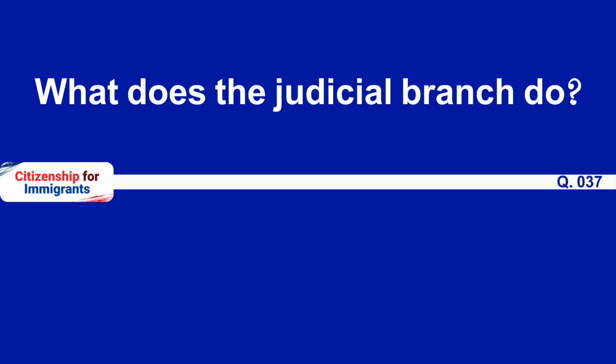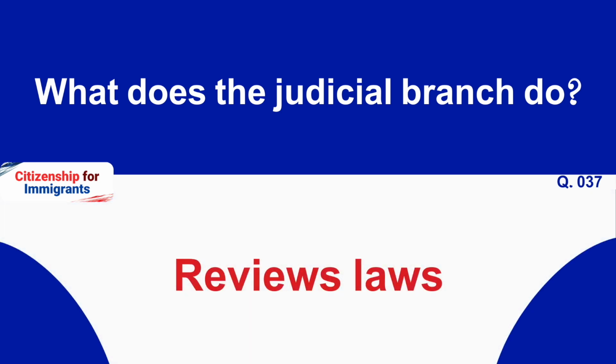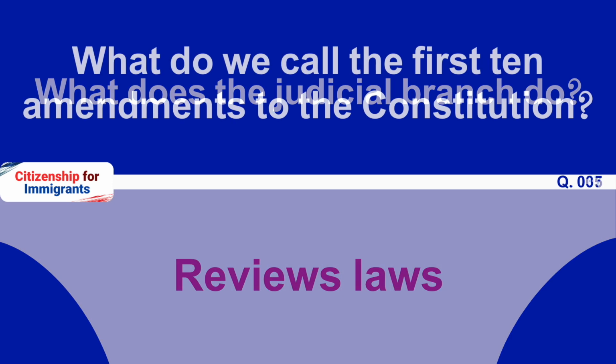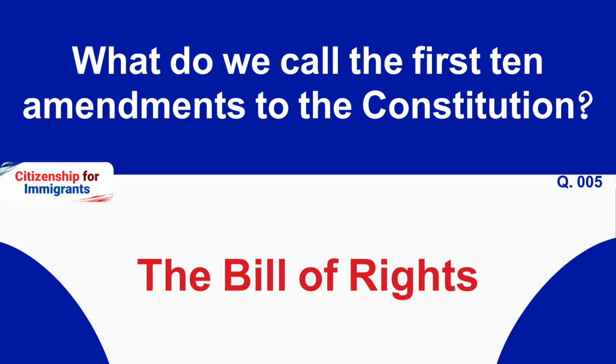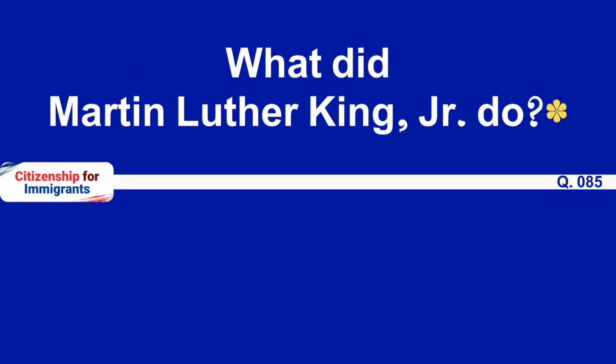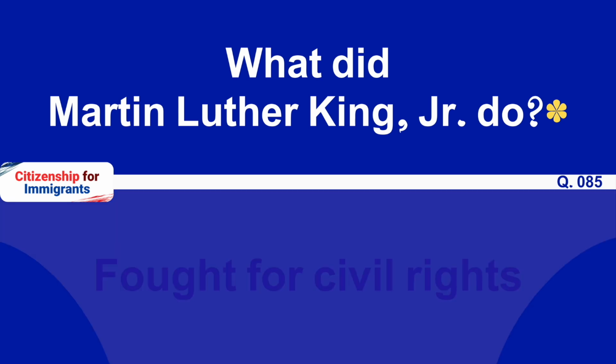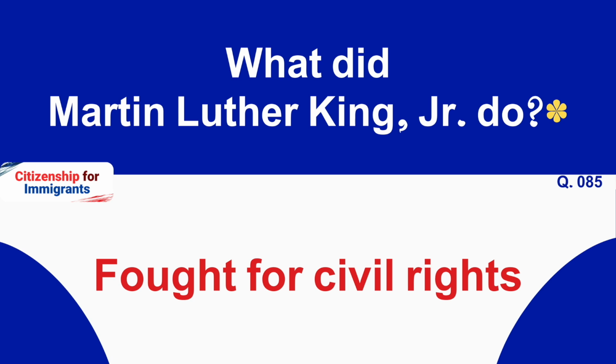What does the judicial branch do? Reviews laws. What do we call the first 10 amendments to the Constitution? The Bill of Rights. What did Martin Luther King Jr. do? Fought for civil rights.